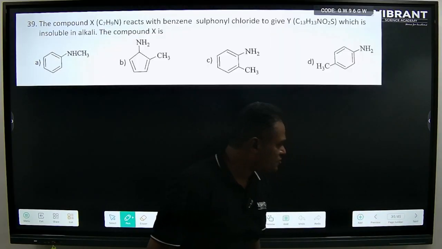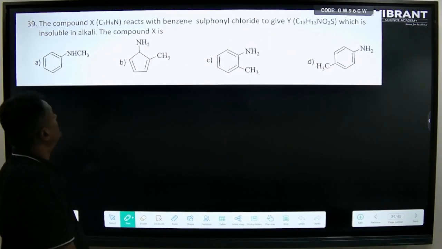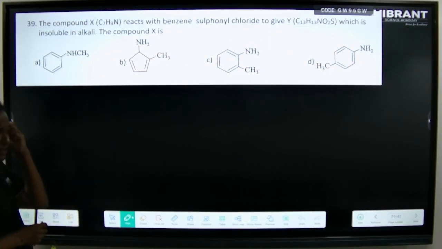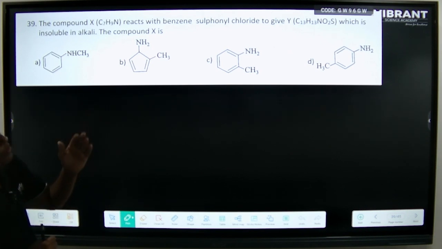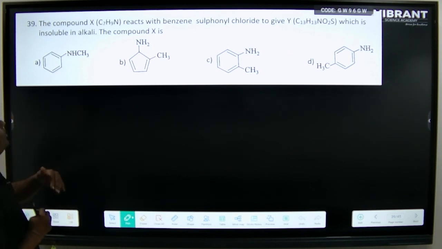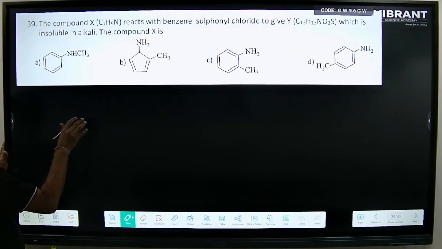Let us take the next question. Now, child, over here they have given what? A compound X reacts with benzene sulfonyl chloride, which is only known as Hinsberg reagent, to give compound Y, which is insoluble in alkali. The compound X is... Now, child, if you remember, this answer is like this.